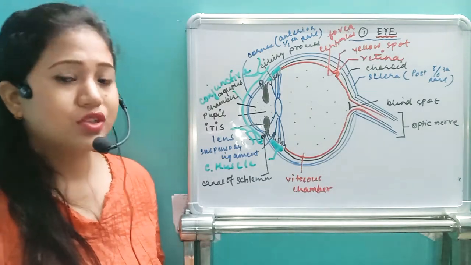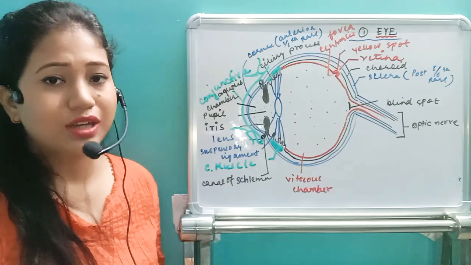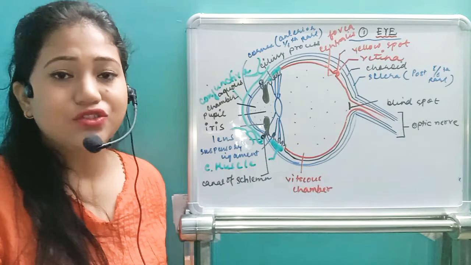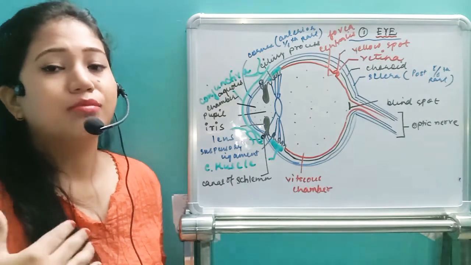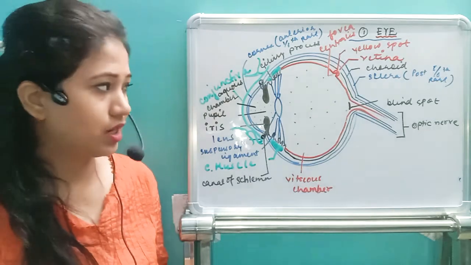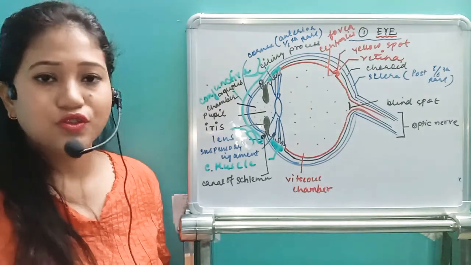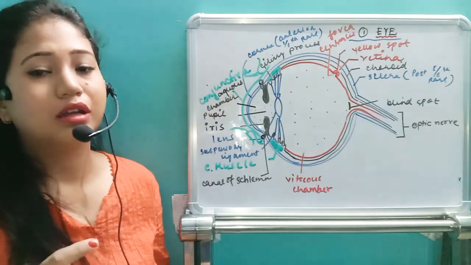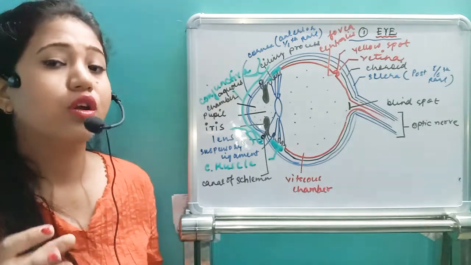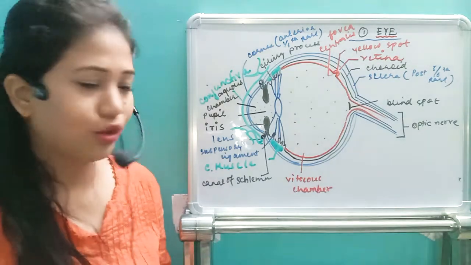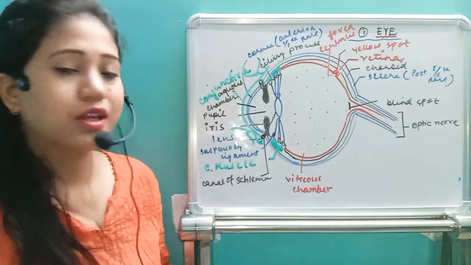Then the innermost layer is the retina, which we already know is sensitive to light because it has the cells, rods and cones, which give us colored or black and white vision. So the retina is the photosensitive layer. Otherwise, sclera and choroid are the layers which give us the shape, and the choroid layer helps give nutrition. So this is the structure of the eye.